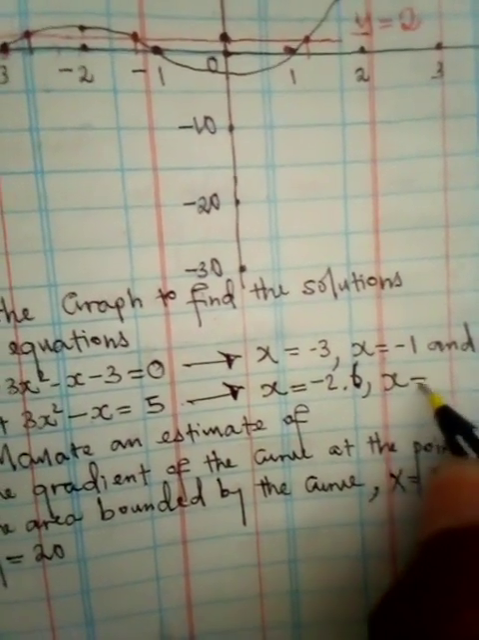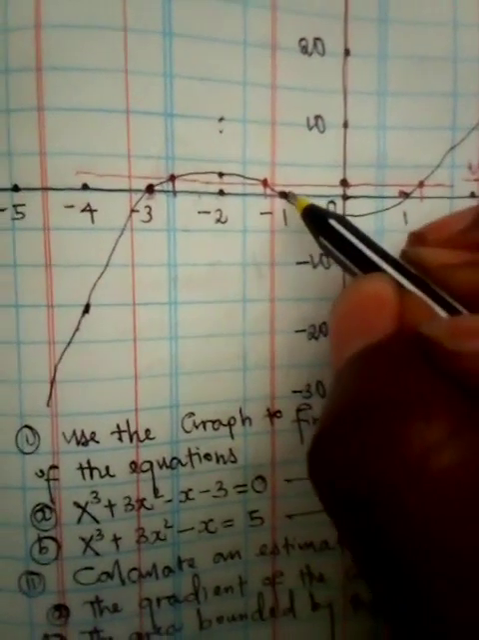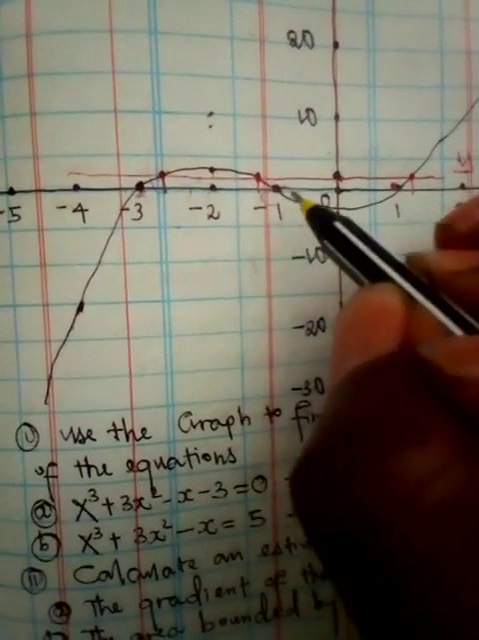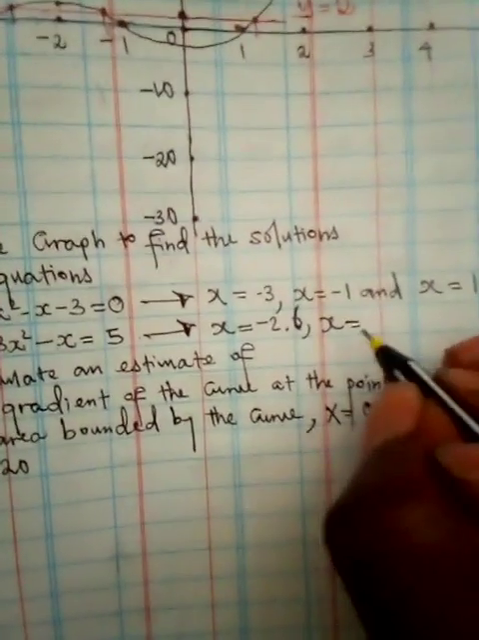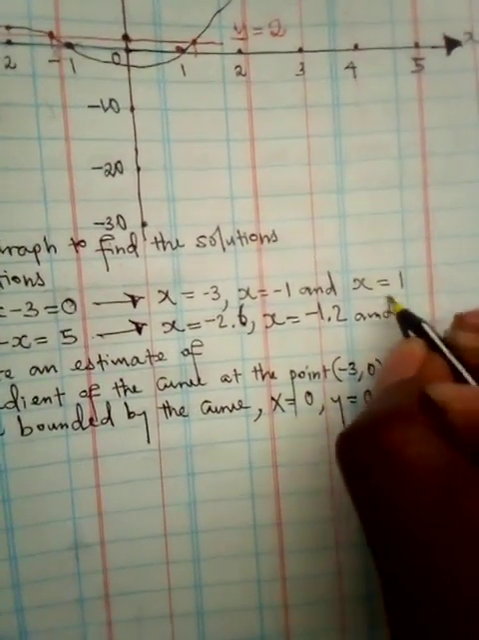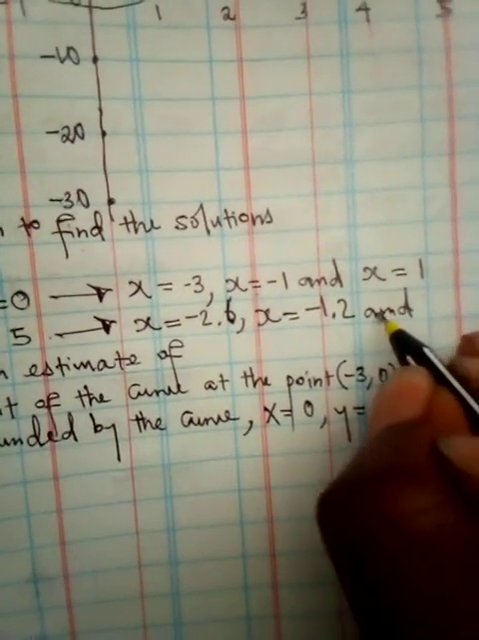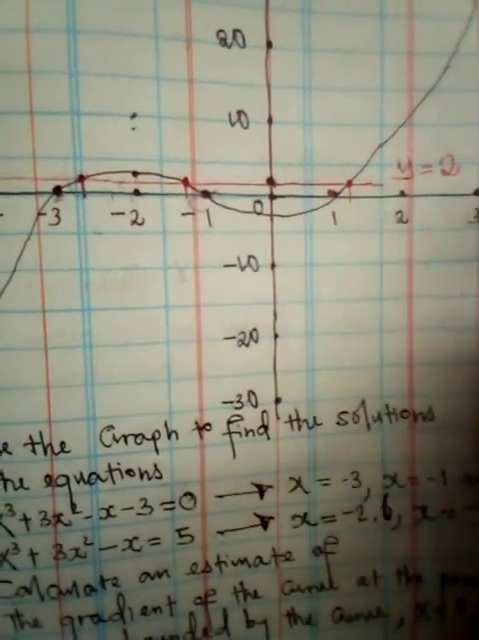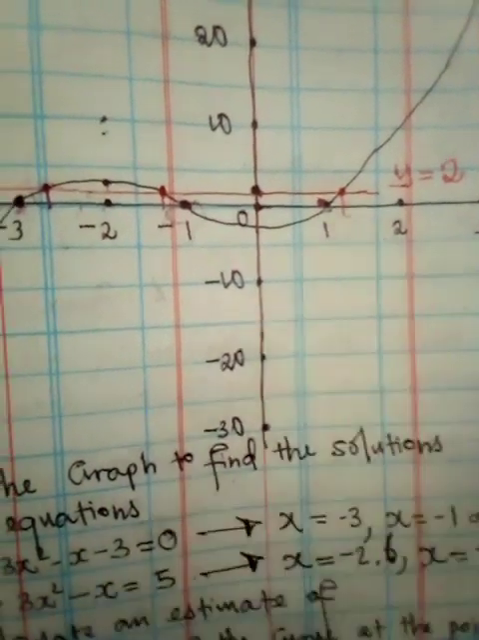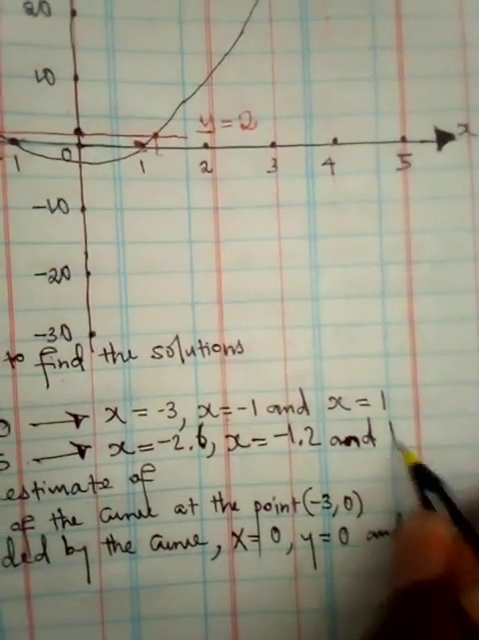The other one is going to be x equals negative 1.2, right? We're going in this way, so it's going to be negative 1.2. And positive values go that way. So this is 1 point, again it can be positive 1.2, and that's it.